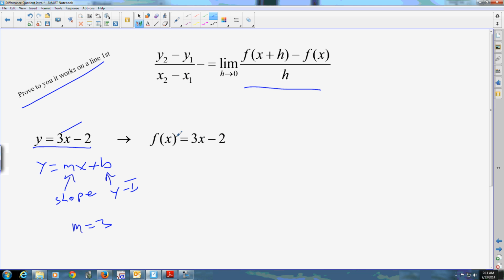Okay? As we've been working with, y is just another name for f of x, or f of x is another name for y, whichever way you want to go with it. These two things are interchangeable. As we've been working with the function notation, f of x, well, there's an f of x, here's an f of x plus h. Okay, this is the formula I want to use with this.